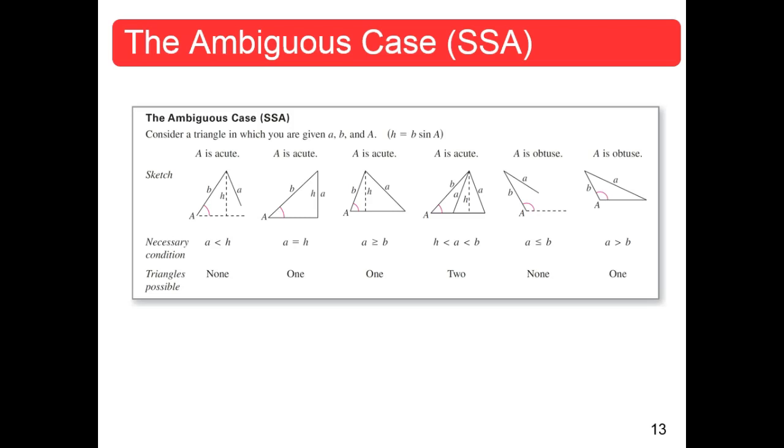So here's your no triangle case. Acute angle with A less than h. Obtuse angle with A less than B. Less than or equal to B.